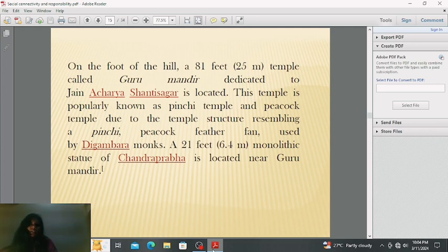At the foot of the hill, there is an 81 feet, 25 meter temple, a Guru Mandir dedicated to Acharya Shantisagar. I'm sorry if I said it wrong. This temple is popularly known as the Pinchi temple, or peacock temple, due to the temple structure resembling a peacock feather. The feather fan is used by Digambara monks. A 21 feet monolithic statue of Chandraprabha is also located near the Guru Mandir.